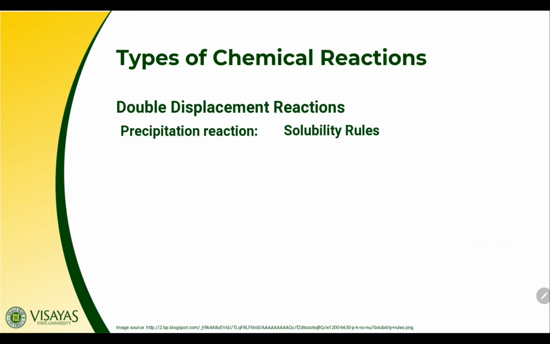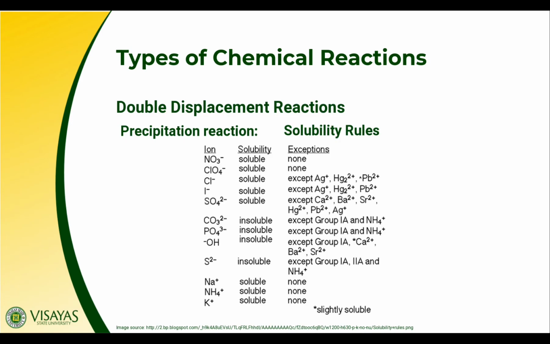In precipitation reactions, we actually refer to solubility rules, okay? So we will know whether precipitates are formed or not after the equation. So here, this is an example of solubility rules. How do we use solubility rules? Here we have nitrate ion. Those compounds which contain nitrate ions are all soluble, okay? So they dissociate. They do not form precipitates.